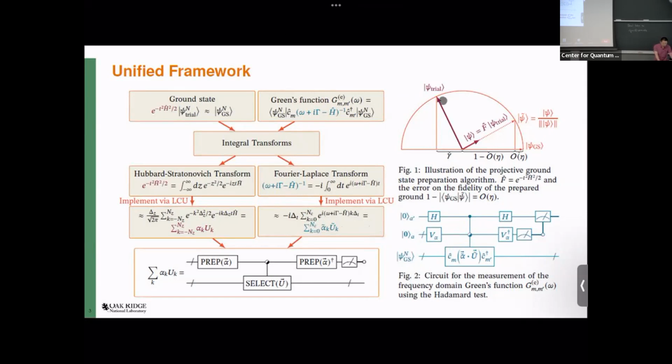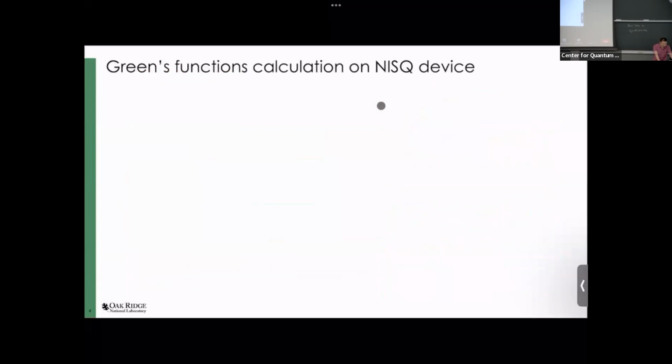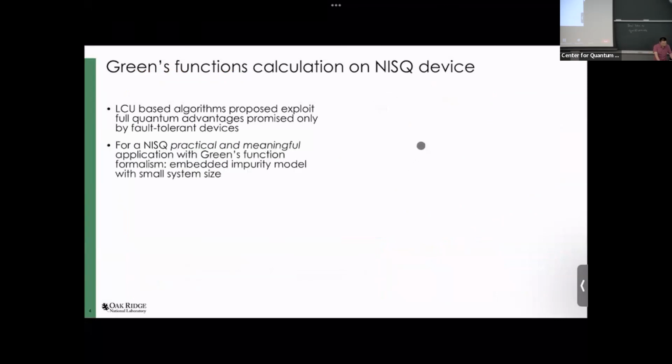And we can also adjust our algorithm and incorporate some details to tailor it to the NISQ device. Here, for calculating the Green's function on the NISQ device, we first realized the LCU-based algorithm proposed to exploit the quantum advantages promised only by fault-tolerant devices. But for the NISQ device, we can find some practical and meaningful applications with Green's function calculations.